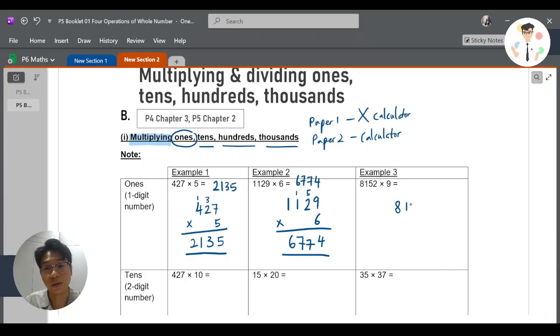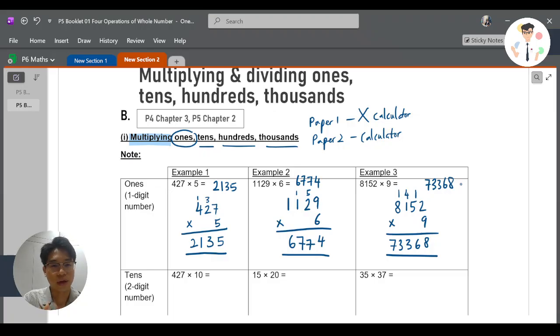A bigger number looks a bit scarier, but if you know your multiplication table, it shouldn't be a problem. Now, 2 times 9, 18. 9 times 5 or 5 times 9, 45 plus 1, 46. 1 times 9, 9. 9 plus 4, 13, so 1, 3. 9 times 8, 72 plus 1, 73. So 73368 would be your answer.